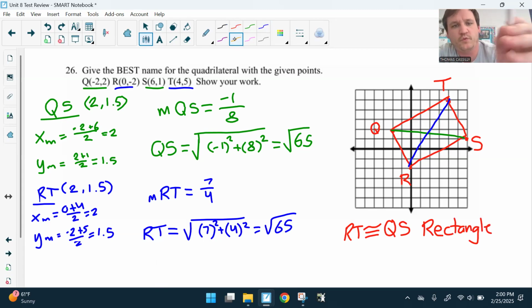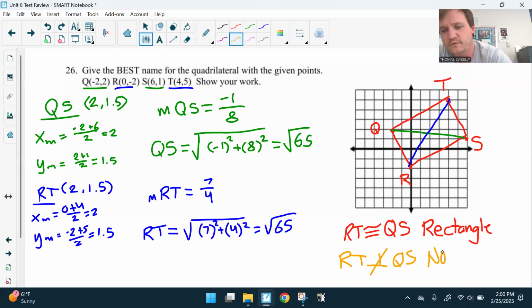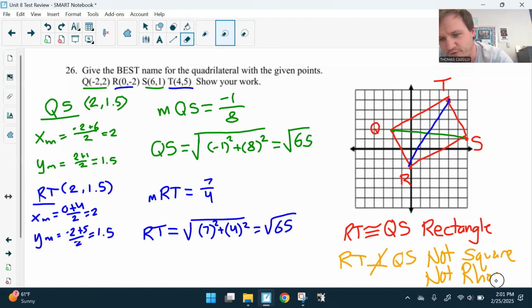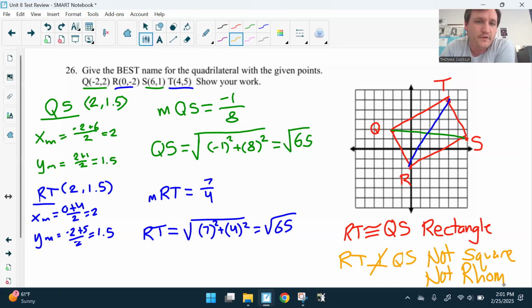I'm going to say RT is not perpendicular to QS, so it's not a square. And I'm going to say not rhombus. I ran out of room there, so we're sloppily abbreviating that one. Let me try that again. It's not a rhombus. All right, that one's done. So this one's a rectangle.